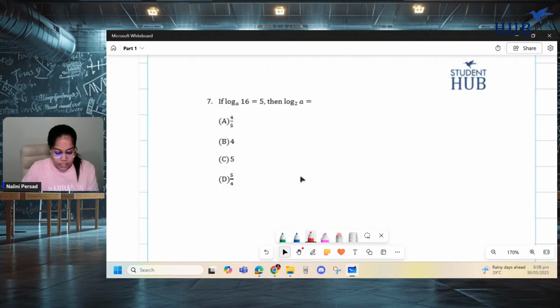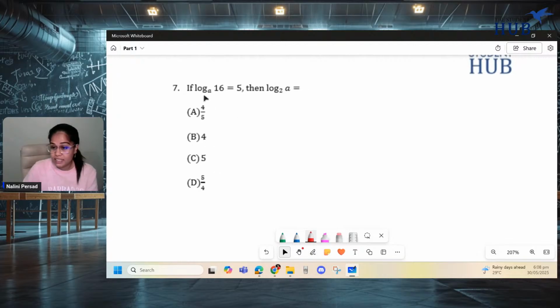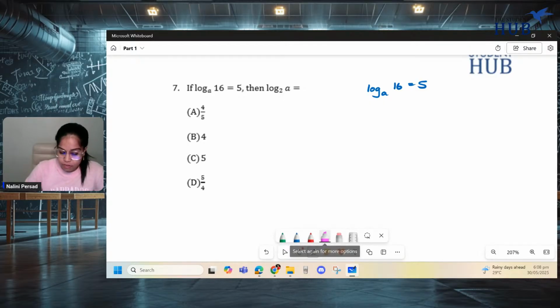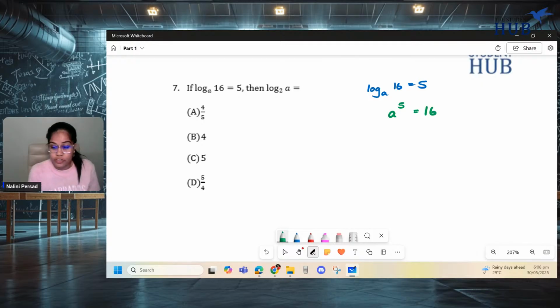Question 7. If log of 16 to the base a equals 5, then what is log of a to the base 2? So we have to use what we are given first, right? What we are given is that. That is the logarithmic form. We can take that form and put it in exponential form. This is your base. This is your power. This is your result. So a is your base. 5 is your power. 16 is your result.